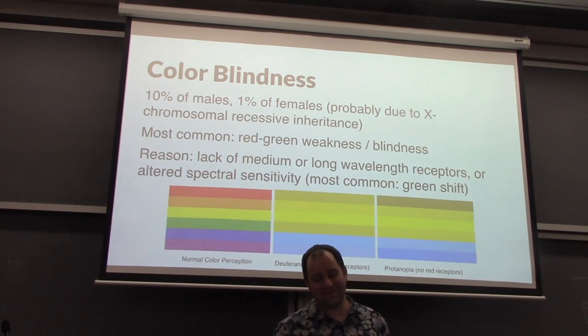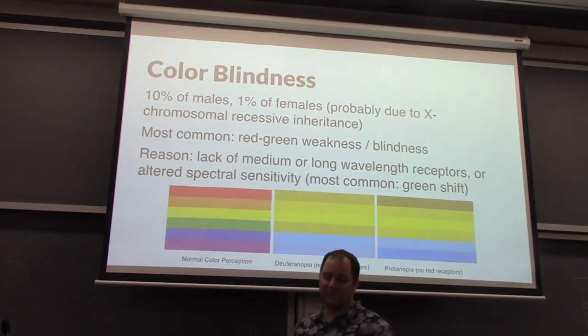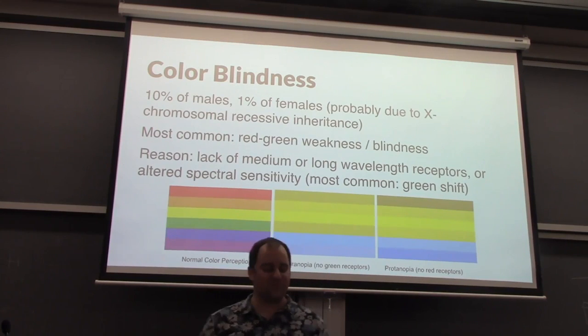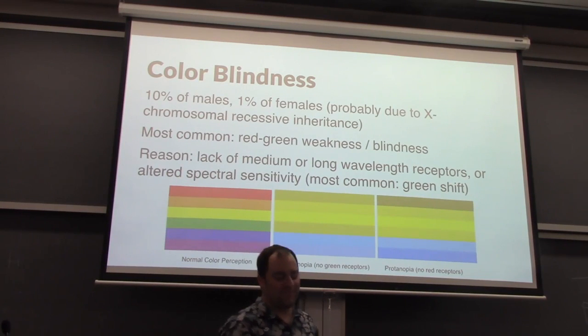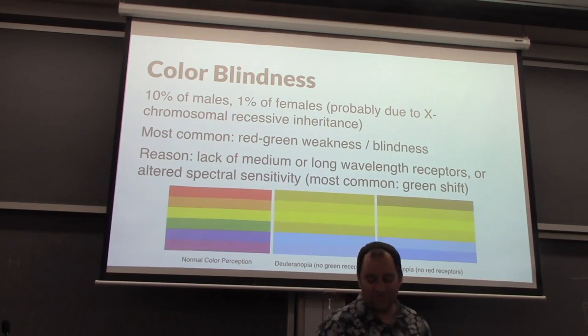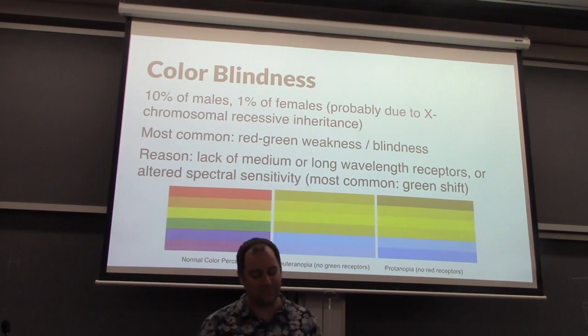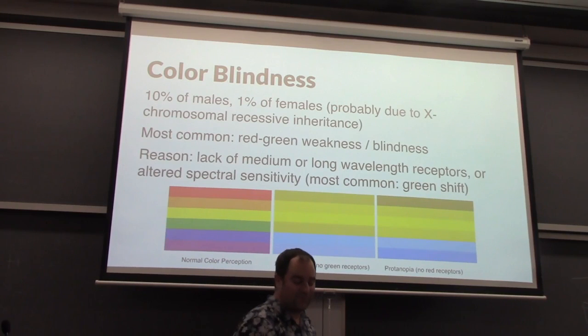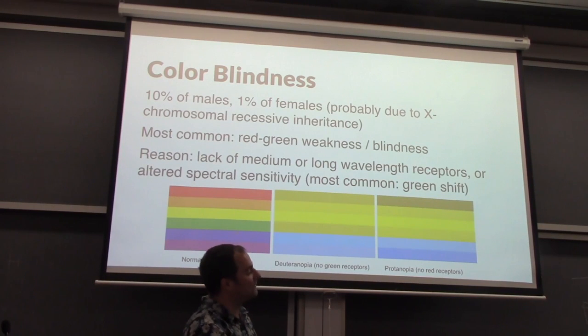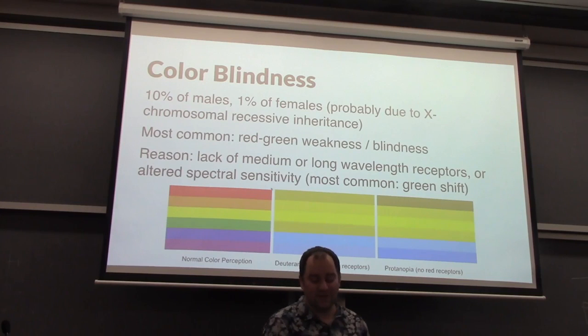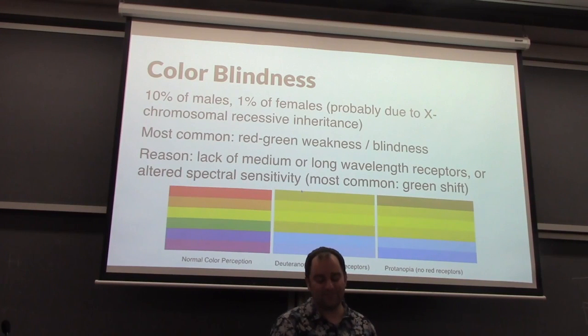The theory is that this is probably due to an X-chromosomal recessive inheritance. Red-green weakness is very common. The reason is the lack of medium or long wavelength receptors or altered spectral sensitivity. The green shift is the most common. If we have a rainbow flag, this is what it looks like to somebody with normal color vision. If you don't have any green receptors, this is what this map looks like for you. Or if you have no red receptors, this is what this map looks like for you.